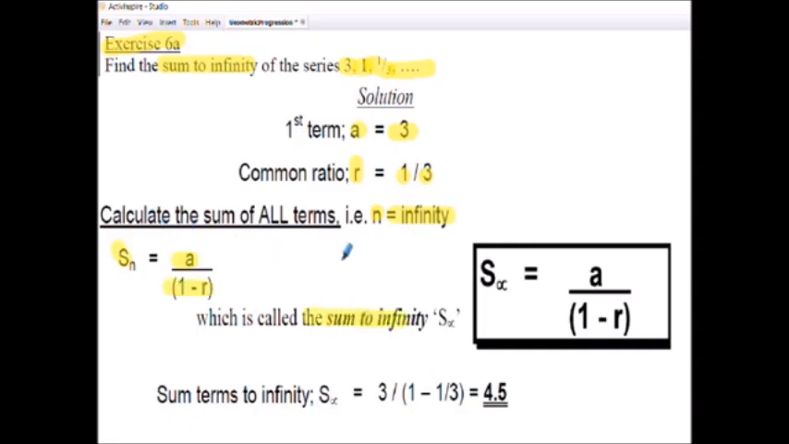So this is the sum to infinity. So in this case, the sum to infinity, the S infinity is equal to the a, which is 3, divided by the 1, take away the r, which is the third, and that gives you 4.5. So summing all the terms in this series to infinity will give you a value of 4.5.